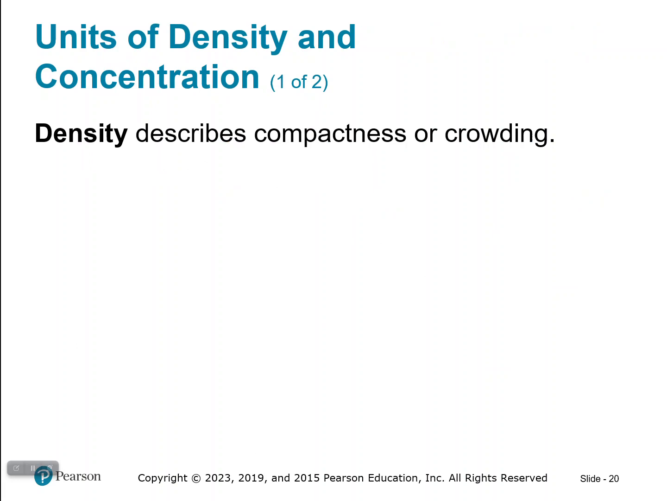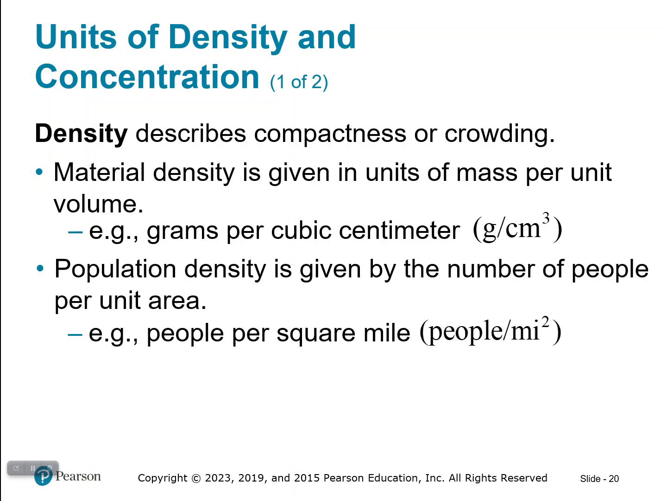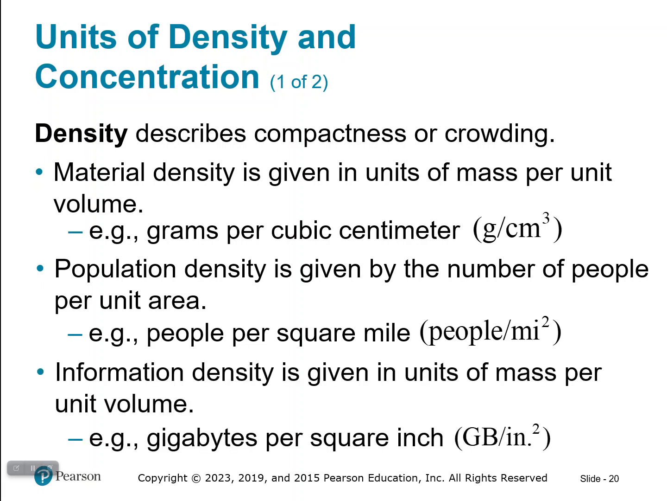Good job. Units of density and concentration. Density describes compactness or crowding. Material density is given in units of mass per unit volume, so grams per cubic centimeter. Population density is number of people per square mile, usually. Information density is given in units of data per unit volume, so like gigabytes per square inch.